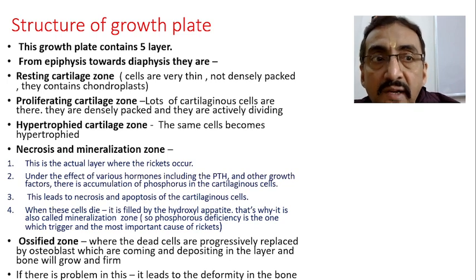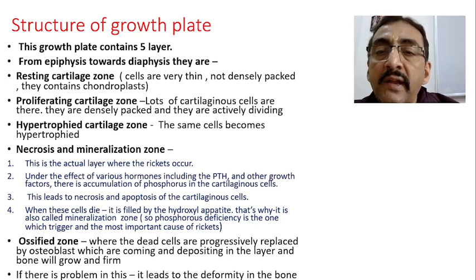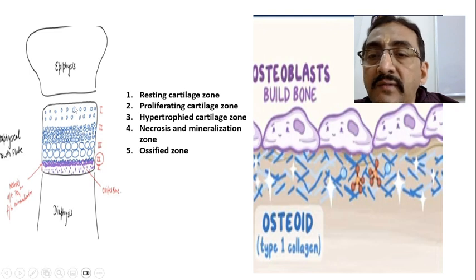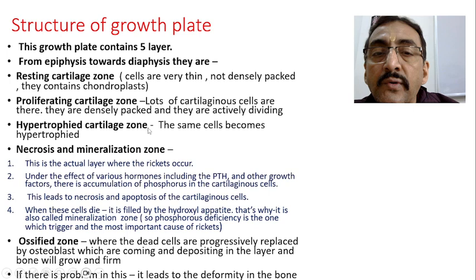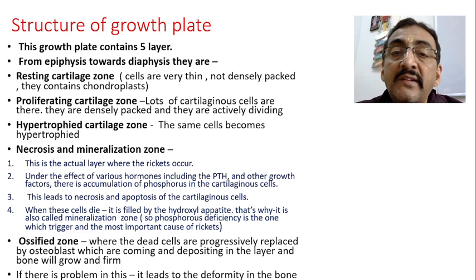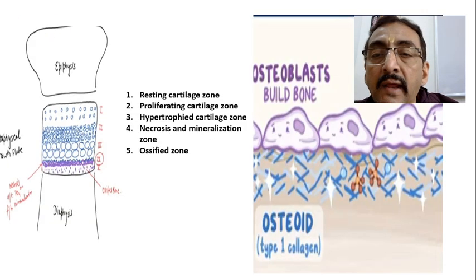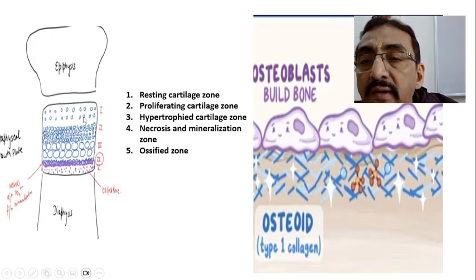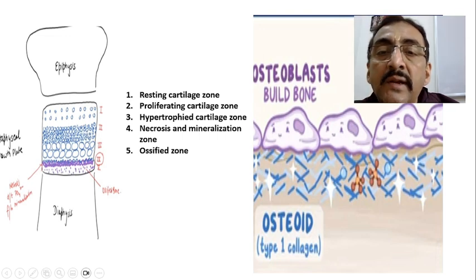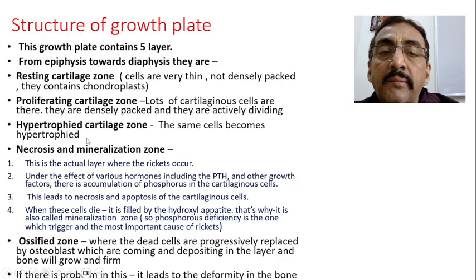Next to that, another layer is called the proliferating cartilage zone. This is the second layer. In this proliferating cartilage zone, a lot of cartilaginous cells are there, densely packed, and they are actively dividing. Here the cells are very densely packed, actively dividing, and very large in number.